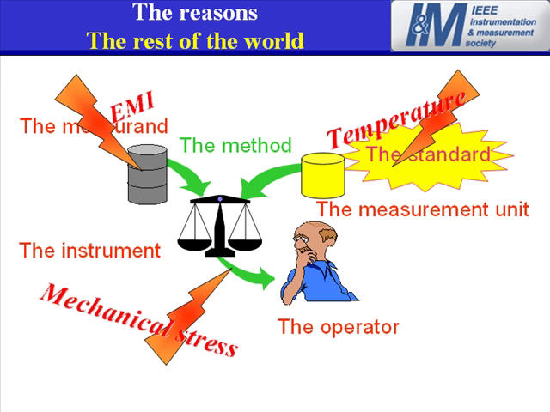And finally, there is the rest of the world that influences the whole measurement procedure. It's the effect of the so-called influence quantities. We have electromagnetic interferences, temperature variations, mechanical stress, and a number of other environmental effects, more or less significant, depending on the different kinds of measurements we are performing, that may influence the procedure and affect the final measurement result.